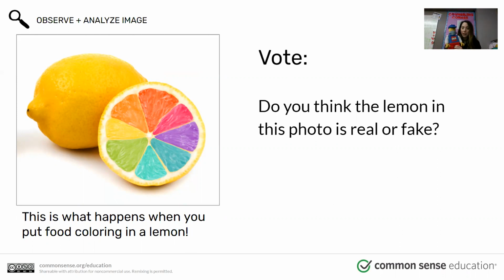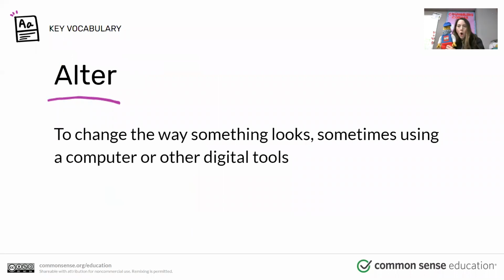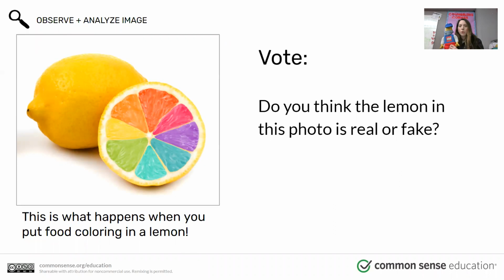Well, you know what might have happened. It might have been altered. And when we alter something, we change the way that something looks, sometimes using a computer or other digital tools, right? There's a program called Photoshop where you can go in and alter pictures. You can change them to look a certain way. So somebody may have changed the colors to make it look like this was really food coloring, when maybe it wasn't, right?